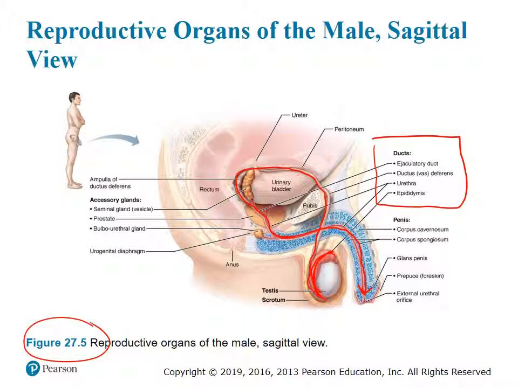And the accessory glands here actually add to sperm, right? One being the seminal gland here, the other one being the prostate, and the small one we call the bulbourethral gland. They've got secretions that add to sperm in the event of ejaculation, and actually do become semen, right?